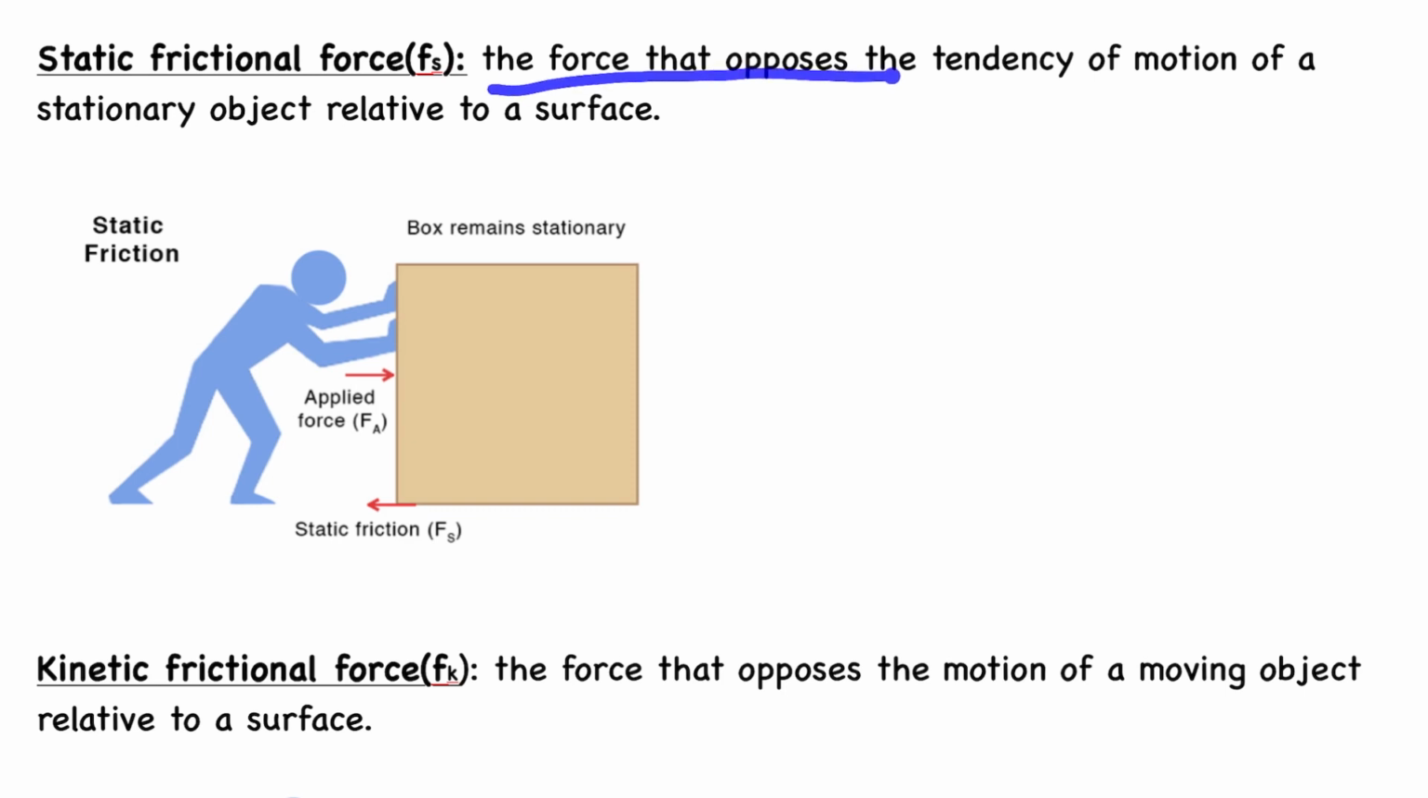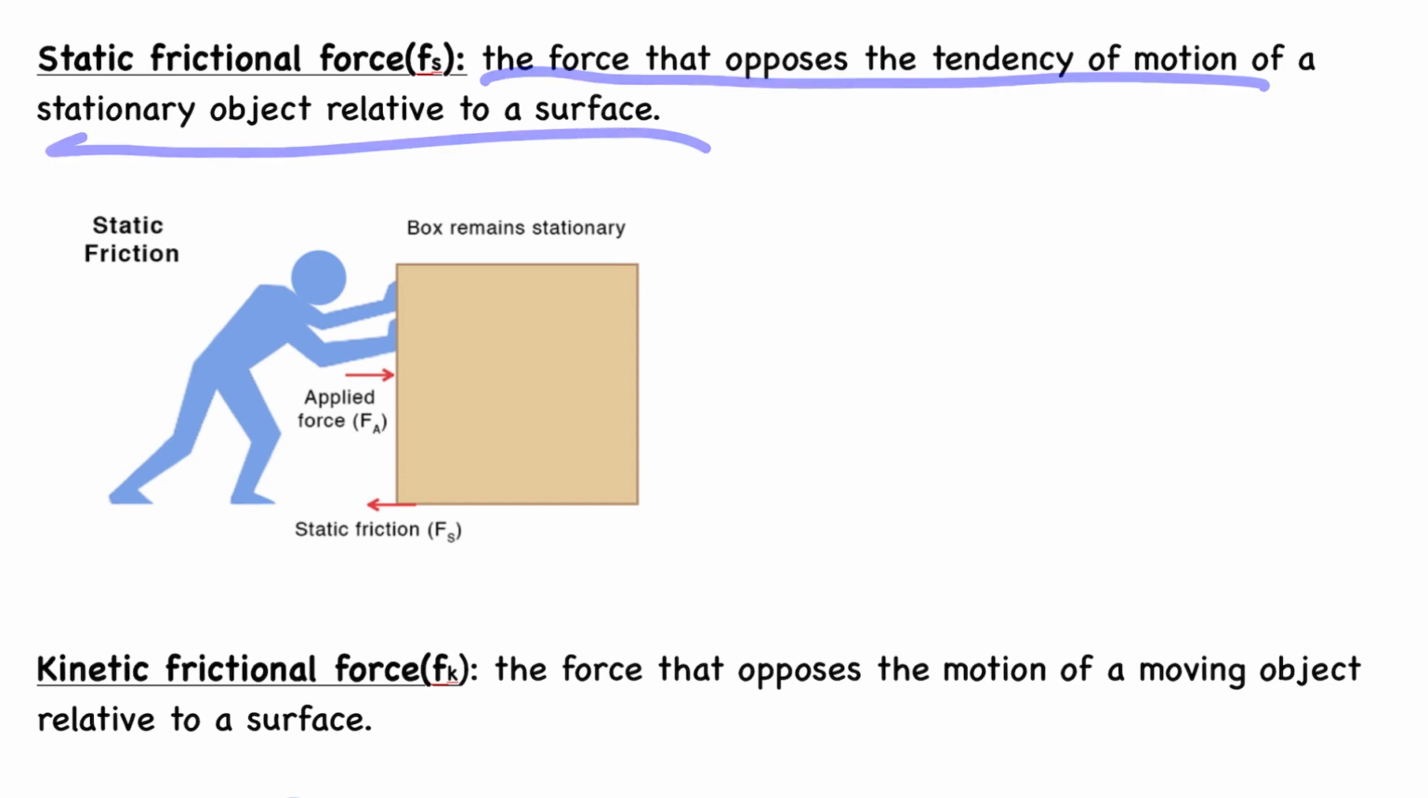Now it says the force that opposes the tendency of a motion of a stationary object relative to the surface. So you must be able to define it in that way. That's the exam guideline definitions, guys. So this force is a force that opposes the motion of a stationary object relative to the surface.